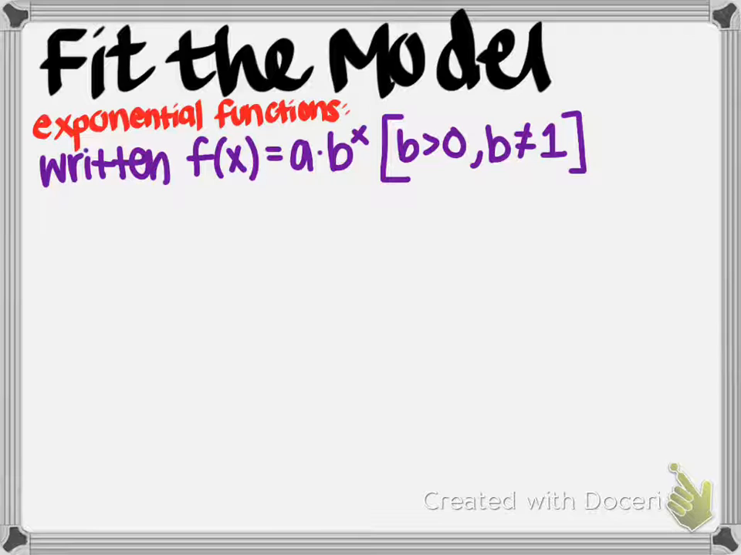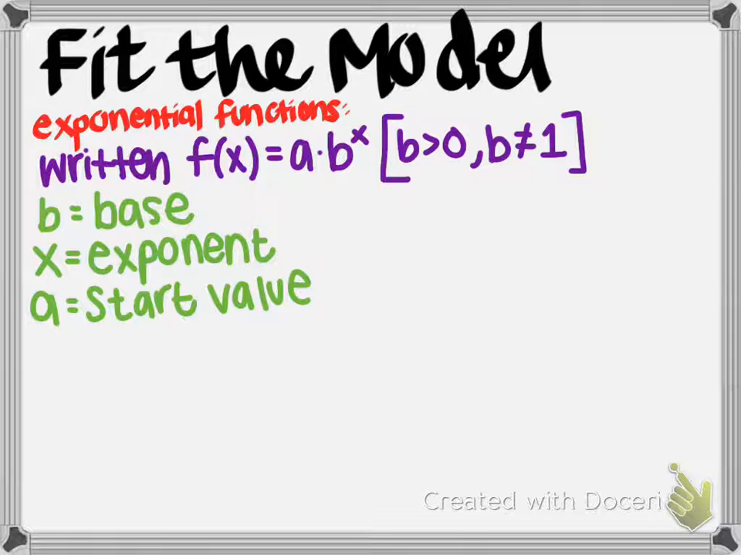Okay, so just as we saw last unit with geometric sequences and series, we can represent different graphs using an exponential function. So an exponential function is written in the form f of x equals a times b to the x power. And b in this case has to be greater than 0 and it can't be equal to 1. Here, b is our base, x is our exponent, and a is our start value.